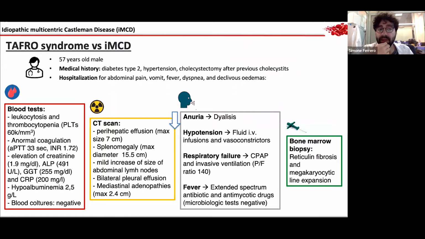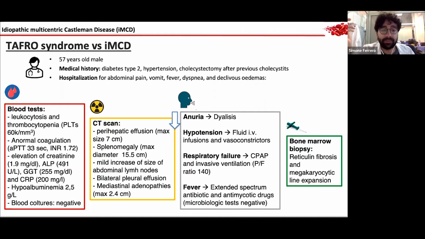So here is a clinical case of TAFRO syndrome. A 57-year-old male who was hospitalized for abdominal pain, vomiting, fever, dyspnea, and declivous edemas, so worse general conditions. His blood test demonstrated leukocytosis and thrombocytopenia, 60,000 platelets, abnormal coagulation tests, elevation of creatinine, so initial renal failure, elevation of alkaline phosphatase and gamma-glutamyl-transferase, and elevated CRP, 200. Moreover, hypoalbuminemia, and at the same time, blood cultures were negative.